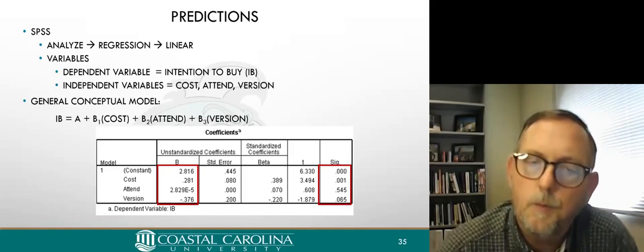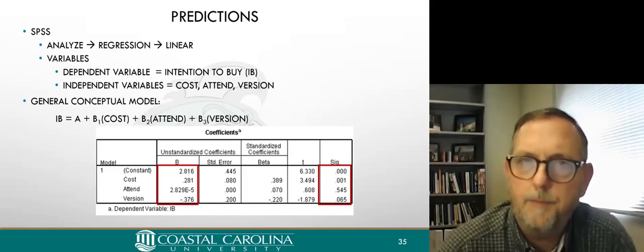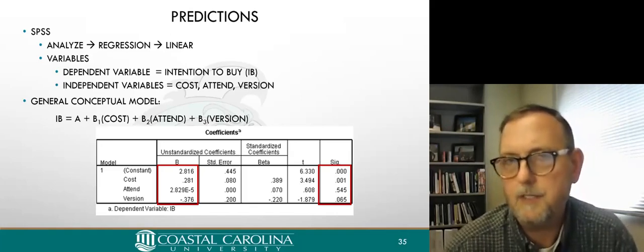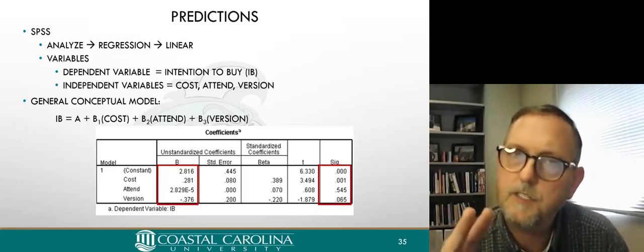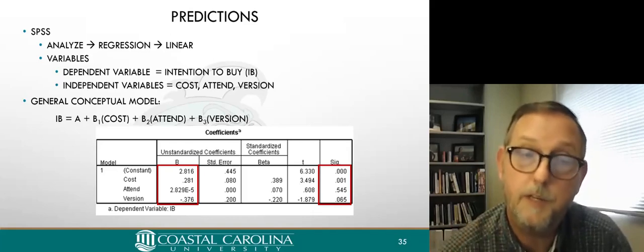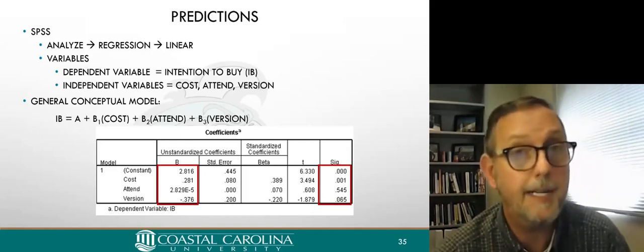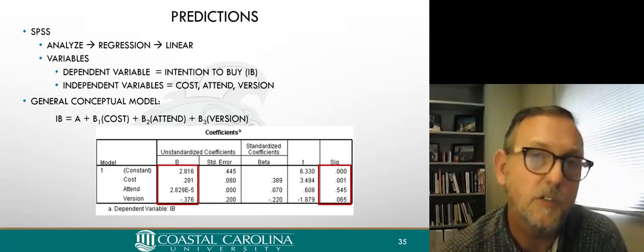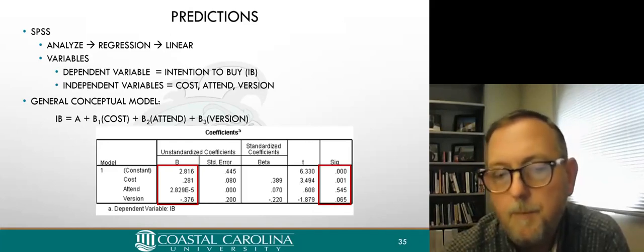The curious thing, though, is that its beta is pretty big, bigger than cost, yet it's less significant than cost. The reason this is happening, and the reason this is an issue, is that there is very, very likely a lot of collinearity between cost and version. That'd be my guess, because this is unusual behavior, okay?